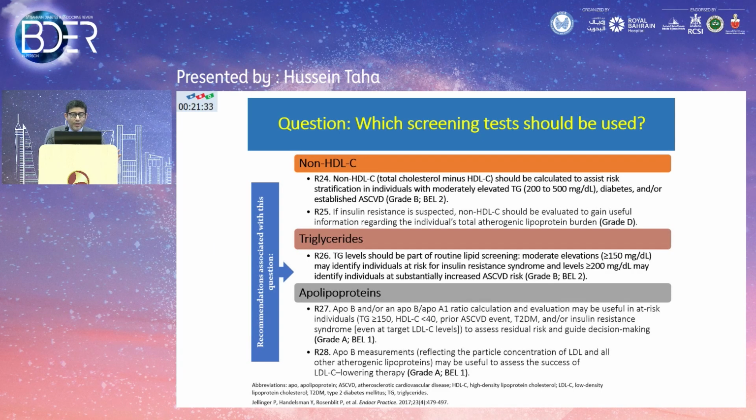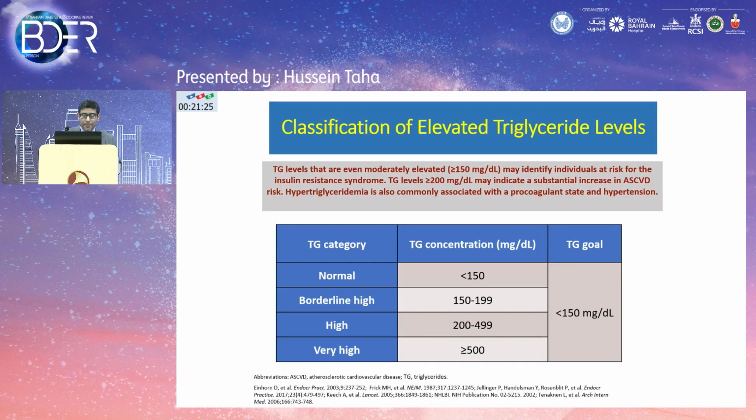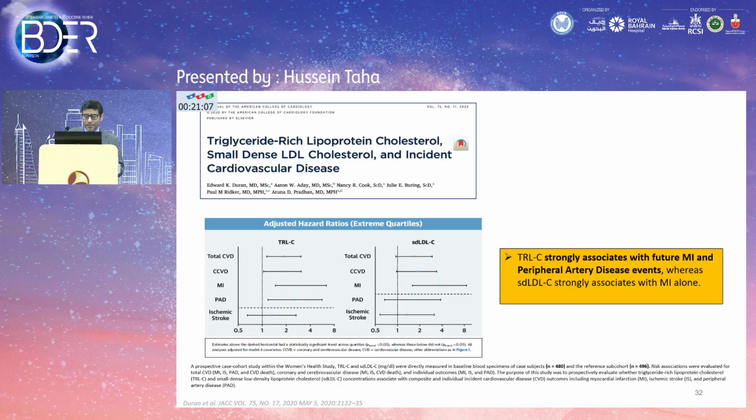So, which screening should be chosen? You should choose to check triglyceride in comparison to non-HDL or apolipoprotein. Why? Because the level of triglyceride, when it is more than 150, it will give you a clue about insulin resistance. When it is more than 200, it indicates a substantial increased prevalence of atherosclerotic cardiovascular disease. And this is a grade of level of triglycerides.